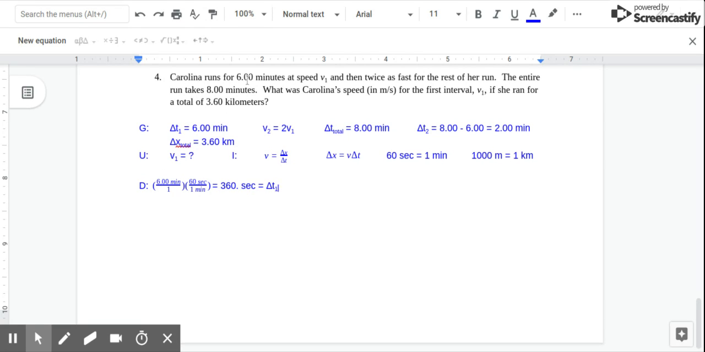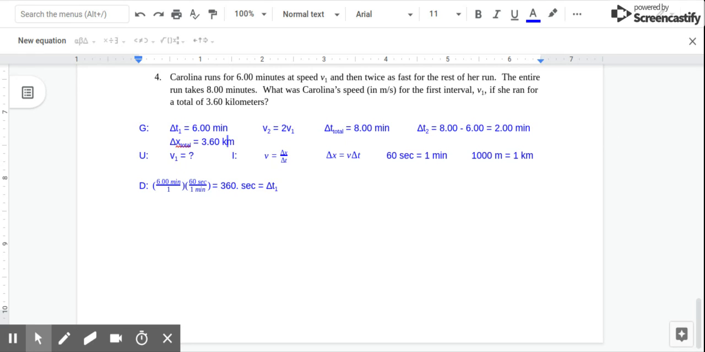So Carolina runs for 6.00 minutes at speed V1. So here we go. Change in T1 is 6.00 minutes. And then she runs twice as fast for the rest of her run. So the second segment, the speed for the second segment we would call V2. Okay, and we know that V2 is twice as fast as V1. So we write V2 equals 2V1.